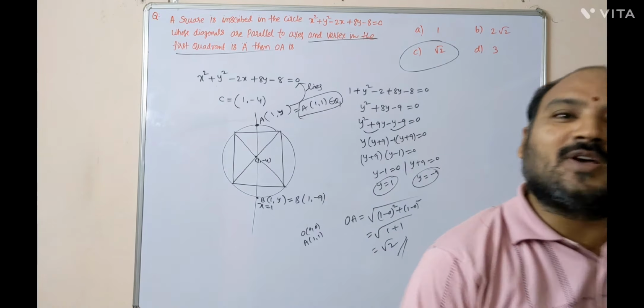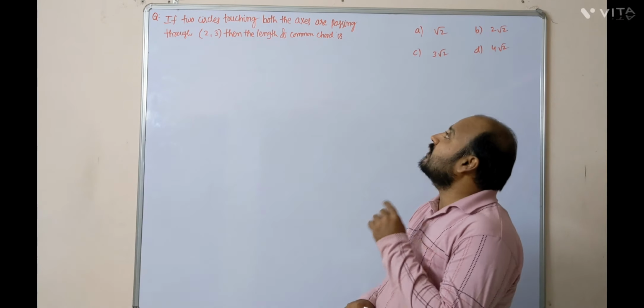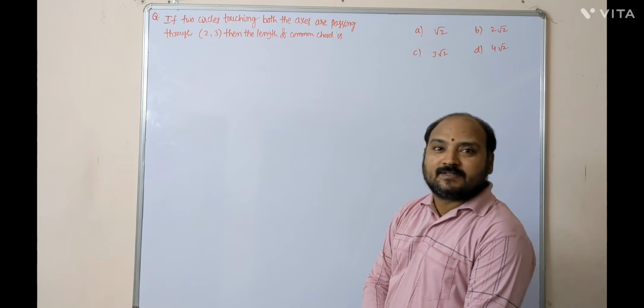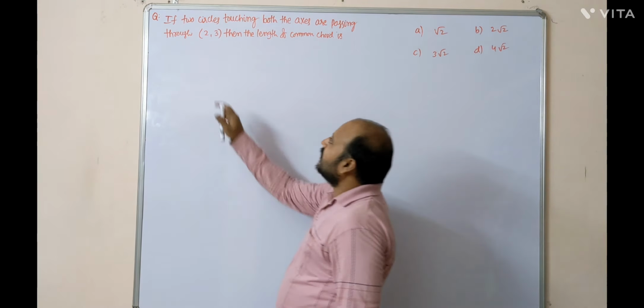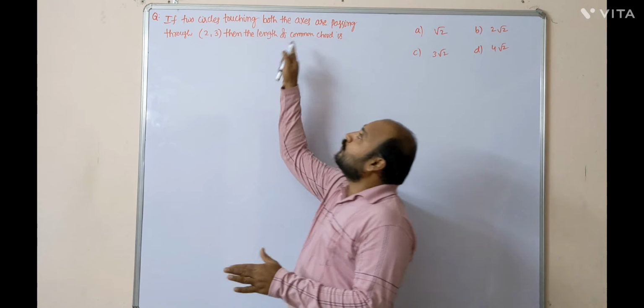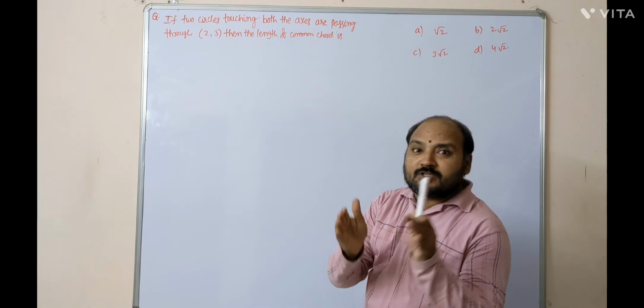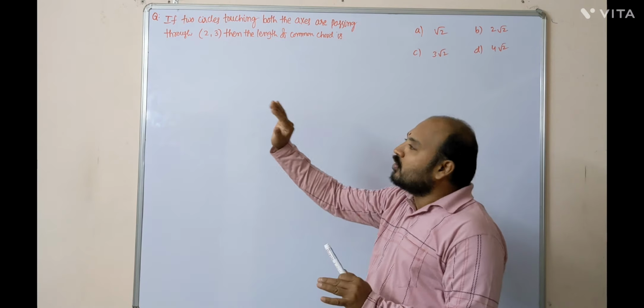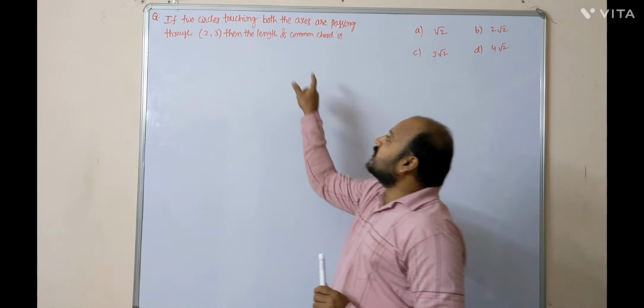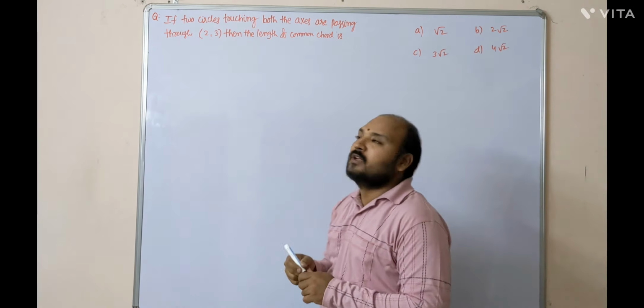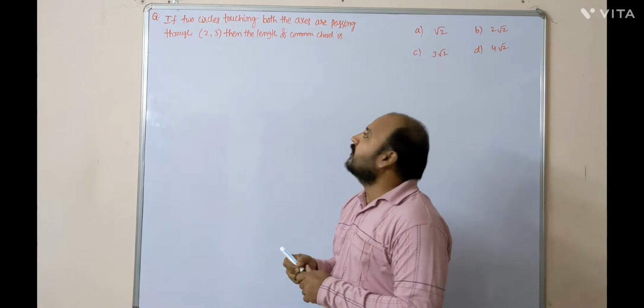The next question. If two circles touching both the axes are passing through 2, 3, then the length of the common chord is. Observe, dear students, here. Two circles touching both the coordinate axes and passing through 2, 3, then the length of the common chord. So observe carefully.